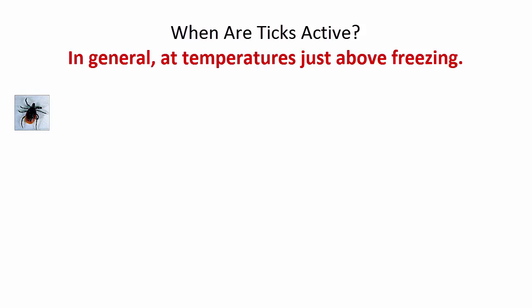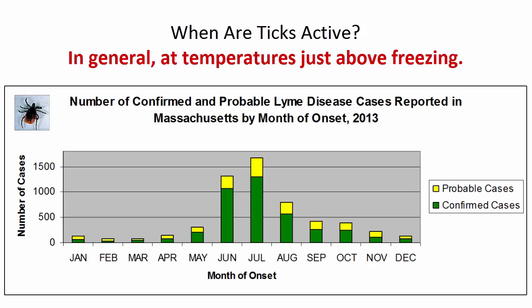From the chart above, Lyme disease occurs during every month of the year, so if it's just above 32 degrees, even walking through a break in the snow cover can expose you to an infected tick bite. As long as the temperature is above freezing, adult ticks can be active from fall to spring.